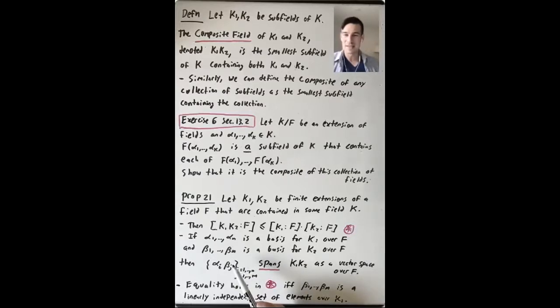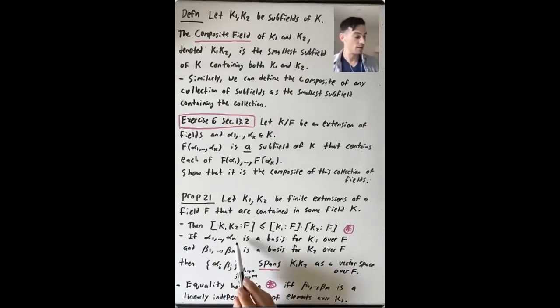Why does it even make sense to take the product of these elements? Well, K1 and K2 are both contained in some field K, and we can certainly multiply elements in K, so it's okay to do this. In fact, not only are they both contained in K, but they're both contained in the composite K1K2. So we have this collection of alpha i times beta j, where i goes from 1 to n and j goes from 1 to m. So this is n times m elements in the composite K1K2.